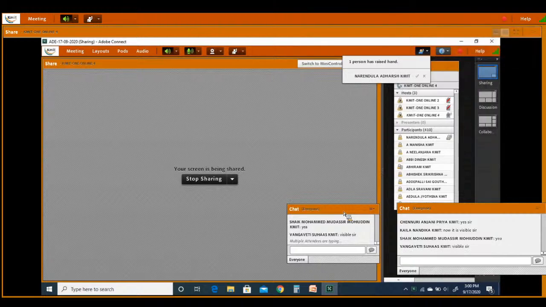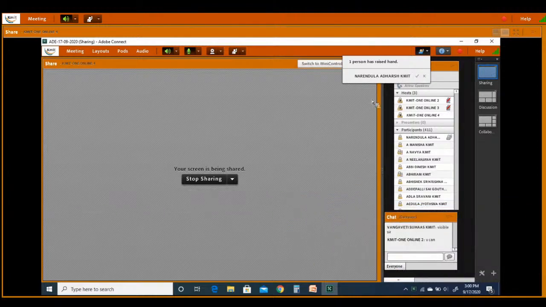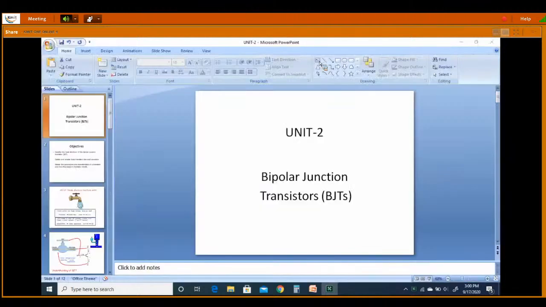Okay, without wasting any time, now we'll directly move on to our today's topic. First we will see what a bipolar junction transistor is and what the basic operation of this BJT is. That only we are going to see today.